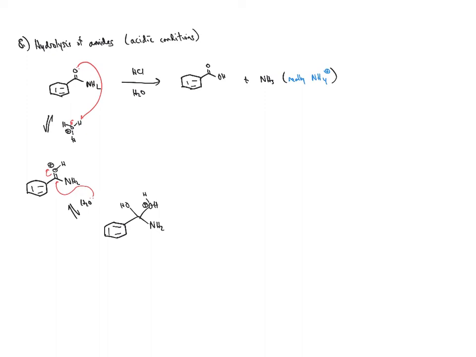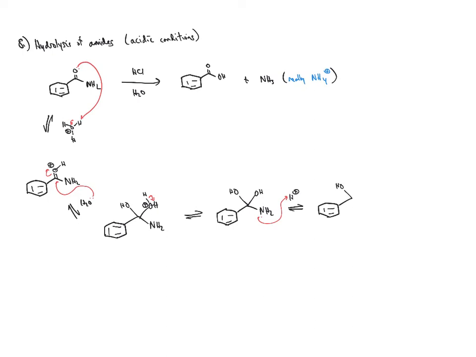Okay, so we can get a proton transfer event happening, or a deprotonation, to give us a neutral species. Now at this point we need to make the amine a better leaving group, and so we're going to protonate that amine because NH2 minus is not a good leaving group, but NH3 is.